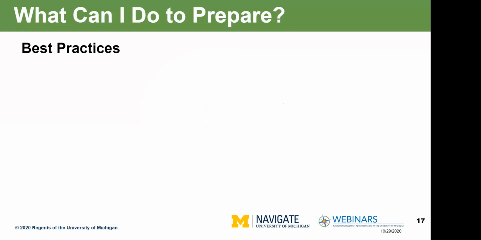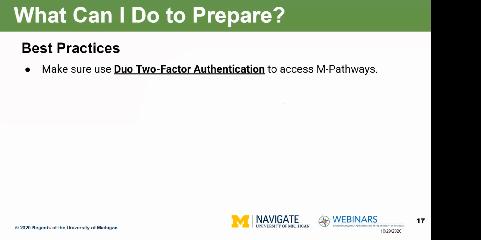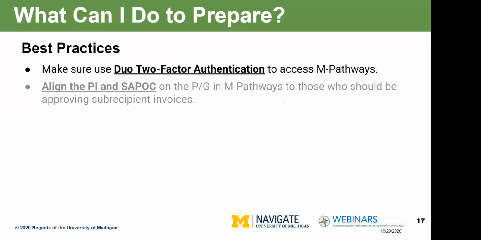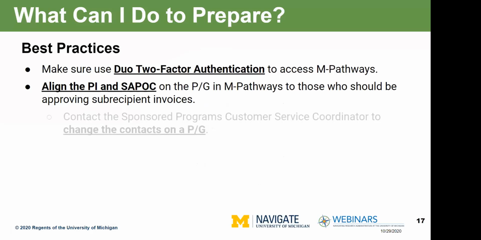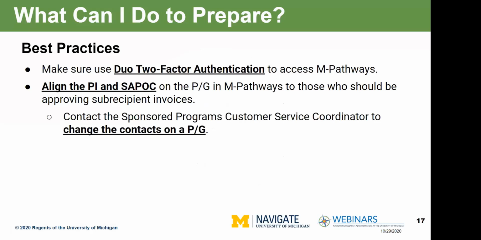So what can you do to prepare? Thanks, Raquel. What can you do to prepare? So again, we mentioned Duo two-factor authentication. So please make sure whoever is going to be approving invoices has that capability. We would advise that you align the PI and the SAPOC on the project grant in Pathways to those individuals who should legitimately be approving the invoices.